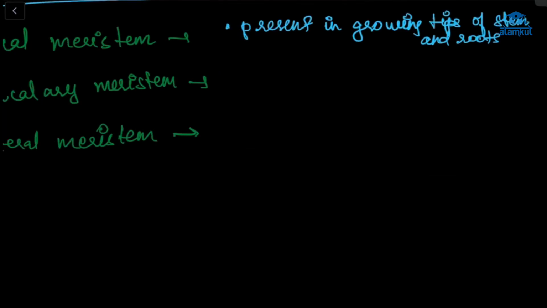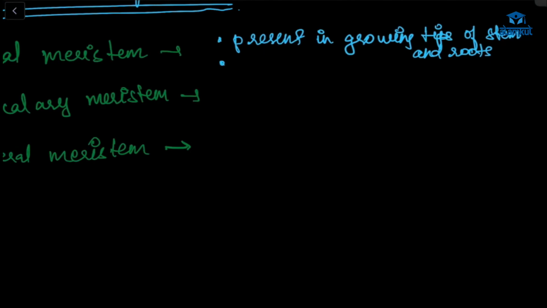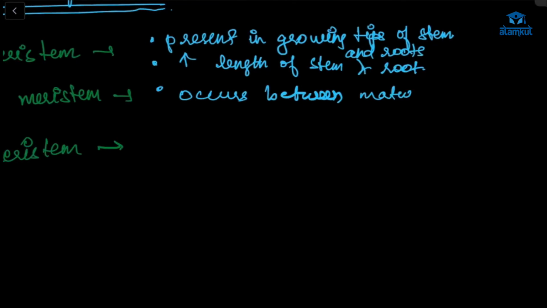Okay, and what is its function? It increases length of stem and root. Yes, ma'am. Next, we have the intercalary meristem, and this occurs between the mature cell, that is permanent cell. Okay, mature tissues. What do I mean by this?